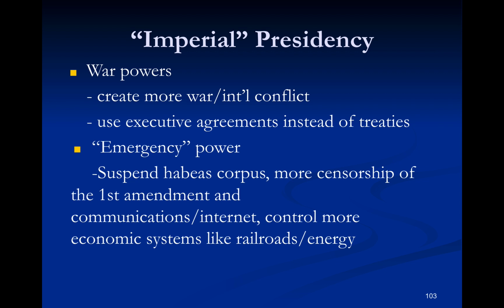Emergency powers allow the government to suspend habeas corpus. Remember, the Constitution says that habeas corpus can be suspended in times of invasion or rebellion. So you can do that. You can also increase censorship of the First Amendment, and this could include sedition or restricting the rights of the government. People can be put in jail for talking bad about the government.